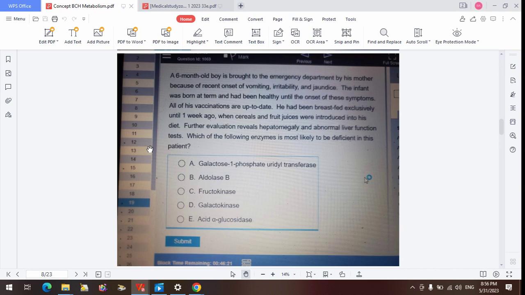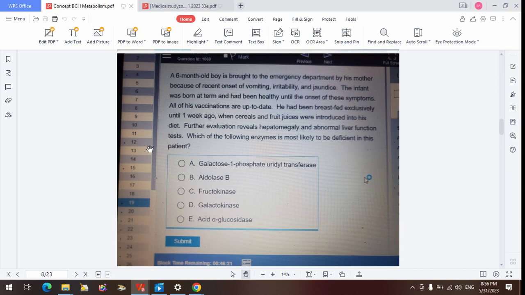So, Dr. Abisola, you take this. A 6-month-old boy is brought to the emergency department by his mother because of recent onset of vomiting, irritability, and jaundice. The infant was born at term and has been healthy until the onset of these symptoms. All of his vaccinations are up to date. He has been breastfed exclusively until 1 week ago when cereals and fruit juice were introduced into his diet. Further evaluation reveals hepatomegaly and abnormal liver function test. Which of the following is most likely to be deficient in this patient?